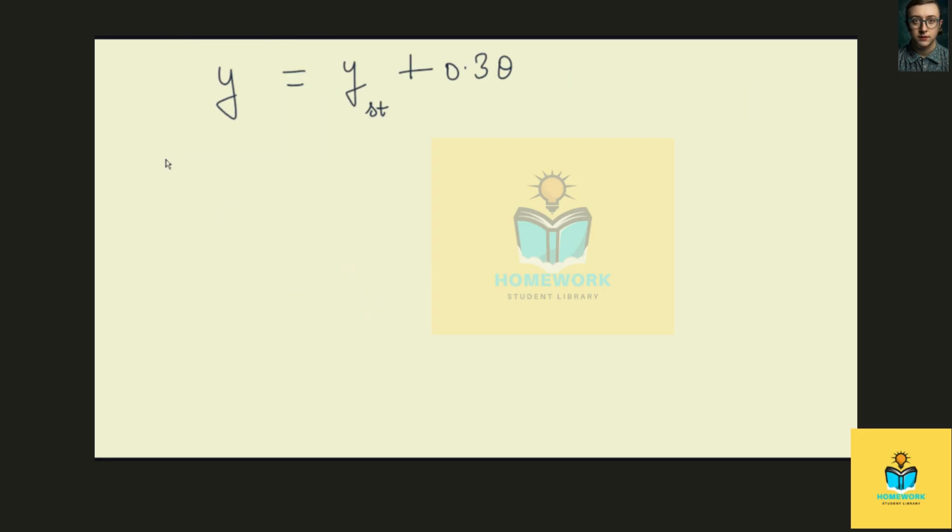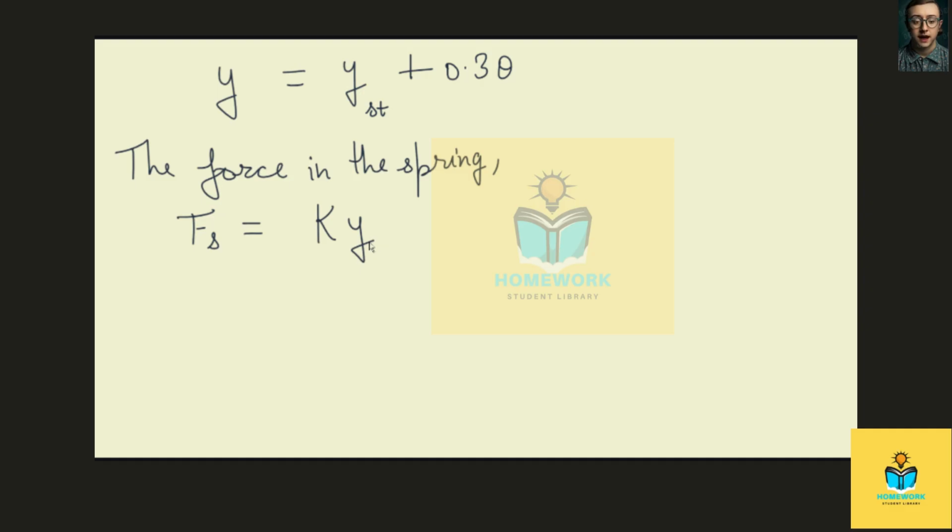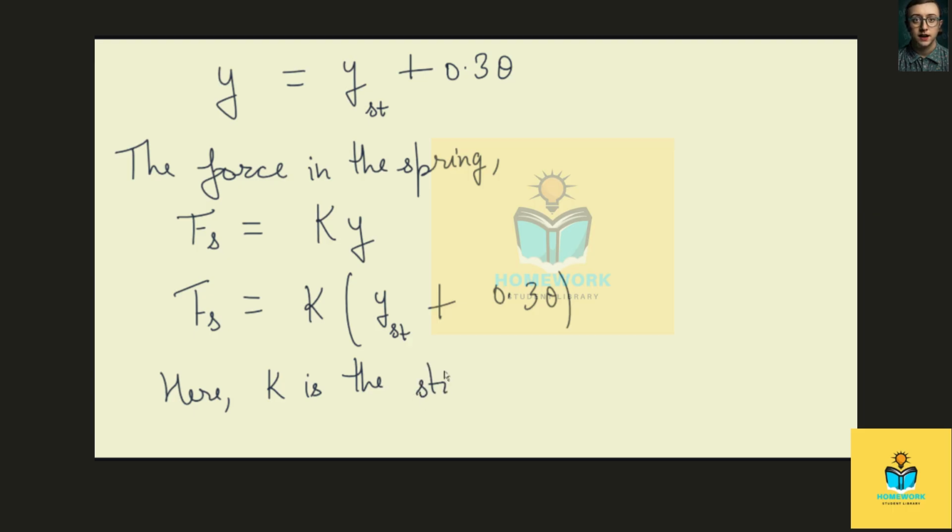Now we write the equation for the force in the spring. So the force in the spring is given as F_s equal to K y. Now here we substitute the value of y from the above equation. So we get F_s equal to K multiplied by y_st plus 0.3 theta. Now here K is the stiffness of the spring.